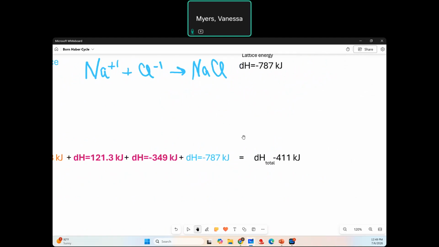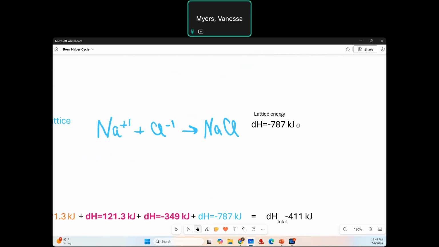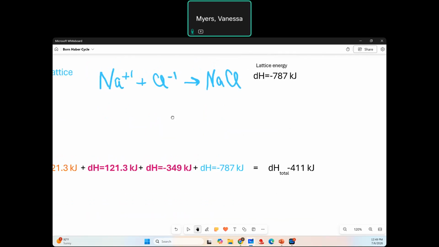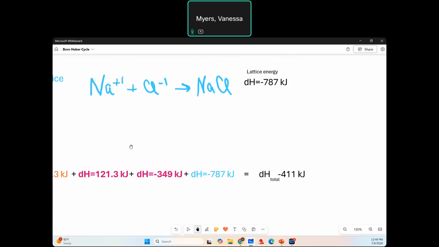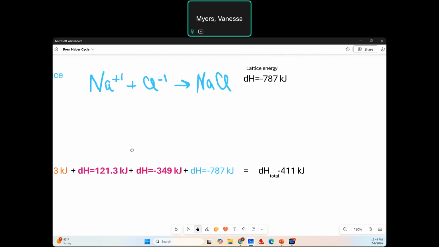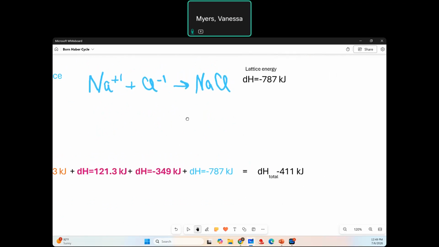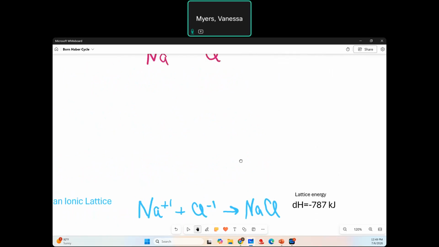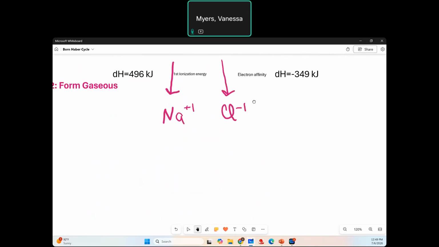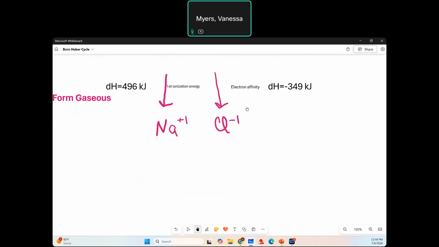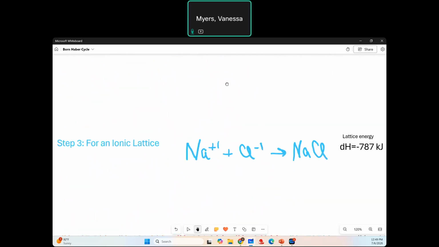One other question that your professor could ask you, they could actually give you -411 and ask you for the lattice energy, which all you'd have to do is subtract all of these numbers here, the orange and pink, from your final. They could ask you just for the diagram itself, which is what I did here, to show you what's happening, your sublimation, your ionization energy, and things like that.